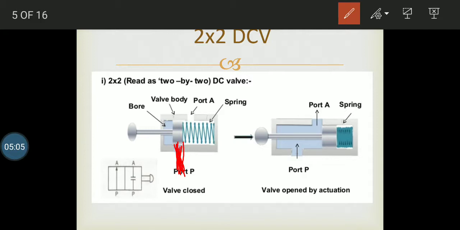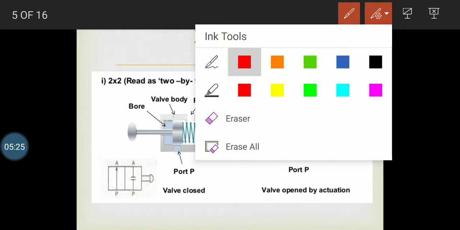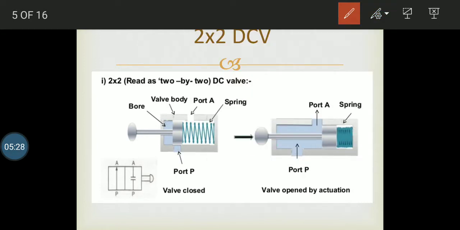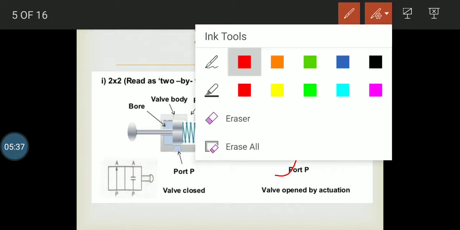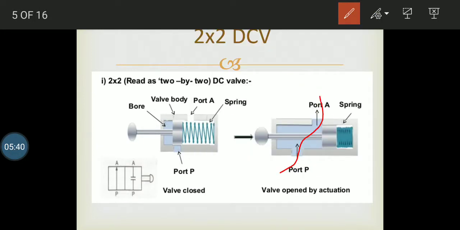If the fluid is not moving inside, it will not move outside either. So here the flow is closed; it is cut off. For the other time period, when the piston is pushed inside, the spring gets compressed, and because of the force the piston moves further. This allows the fluid to move from port P to port A. So it actually allows flow from P to A.